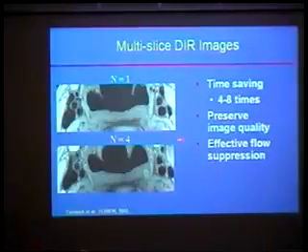So we have developed some techniques trying to make this faster, and this is one of the techniques we use. It's called multi-slice double IR. In this case, we can shorten the time 4 to 8 times.